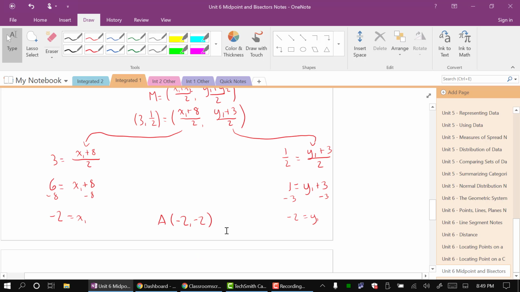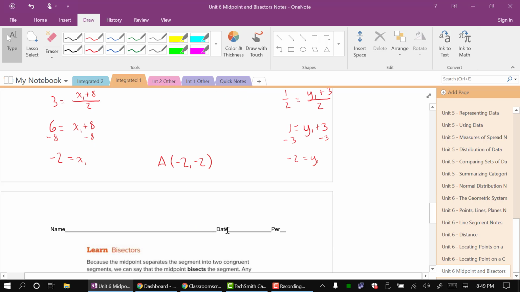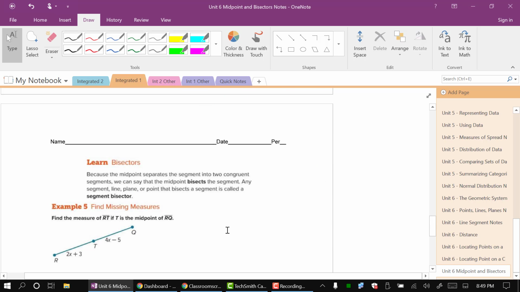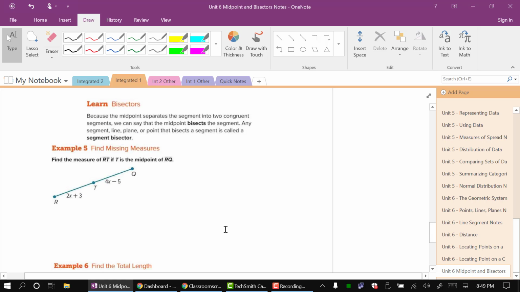And let's take a look at our last example. We have 2 more examples actually. This is our last learn for this section. It's bisectors. Because the midpoint separates a segment into 2 congruent segments, we can say that the midpoint bisects the segments. Any segment, line, plane, or point that bisects a segment is called a segment bisector. So let's take a look at example 5.